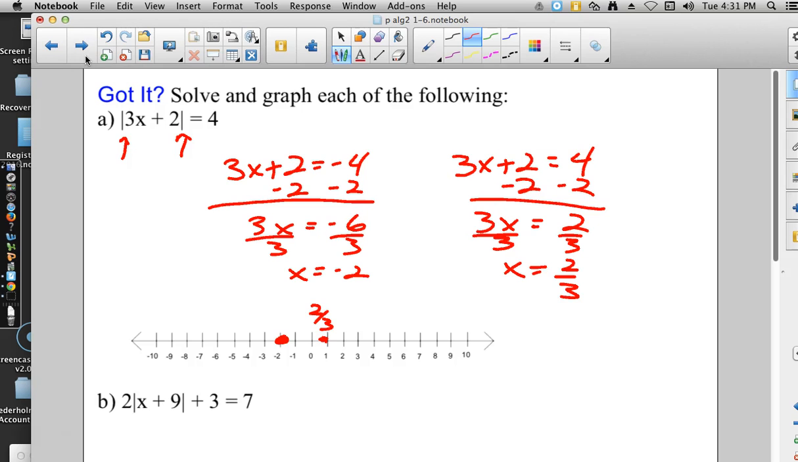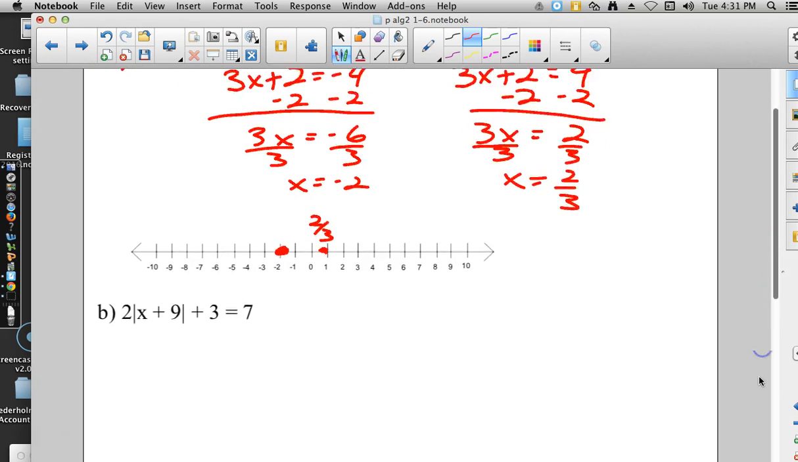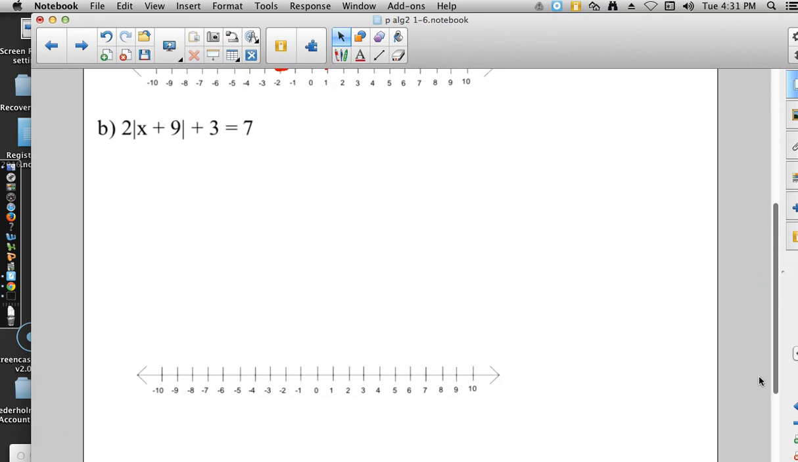Now, B is a little tougher. Remember your 2 key elements. Isolate the absolute value, then make your jailbreak. Got to have 2 plans, 2 ways out of the jail. Go ahead and pause the video and try this one.